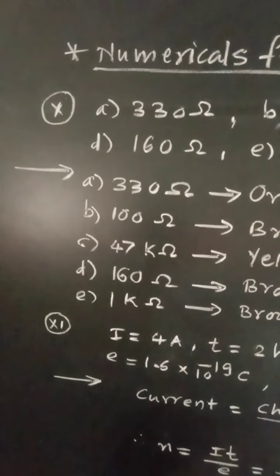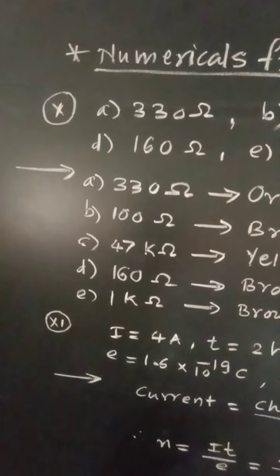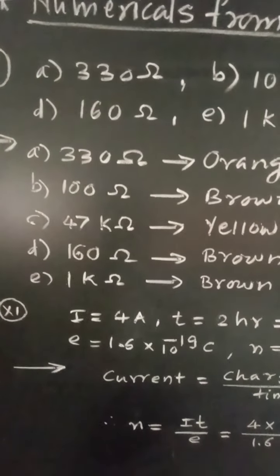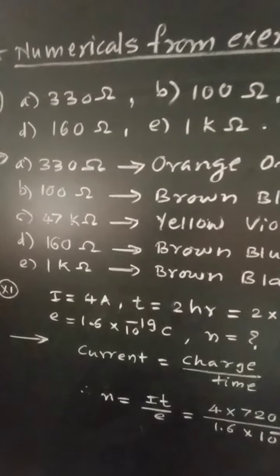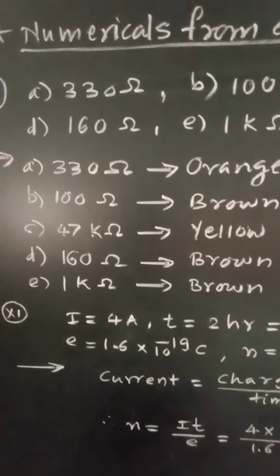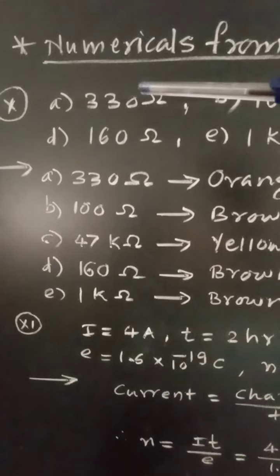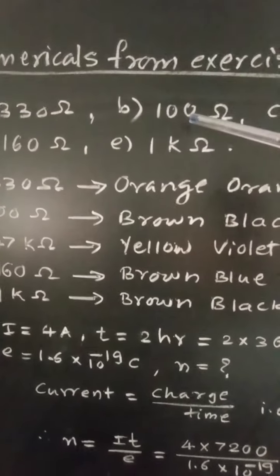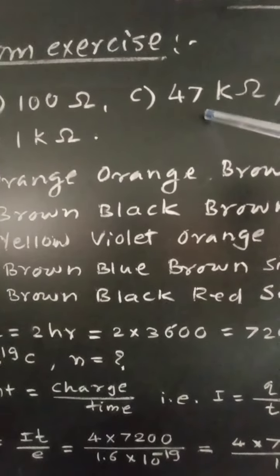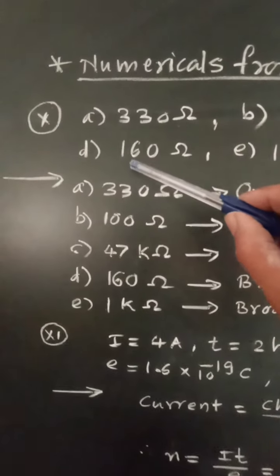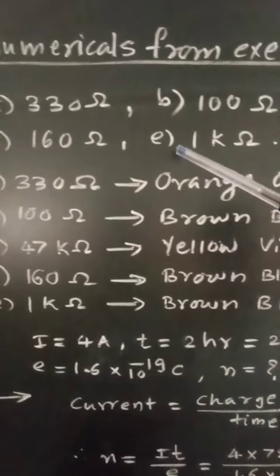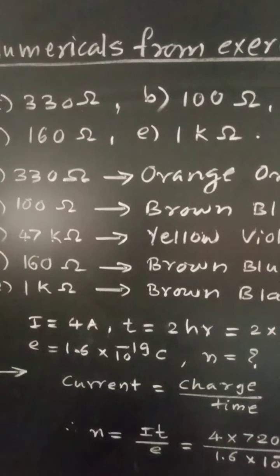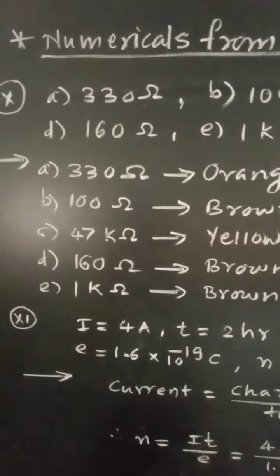Value of resistor having the tolerance plus minus 10%. So for each and every resistance, the tolerance is given plus minus 10%, and we have to find out the color code. For this, the values of resistances are given: A 330 ohm, B 100 ohm, C 47 kilo ohm, D 160 ohm, and E 1 kilo ohm. So let us find the corresponding color code for all these values of resistances.